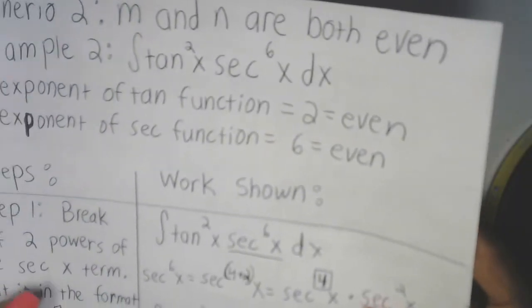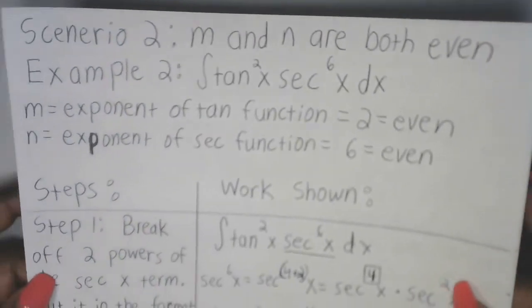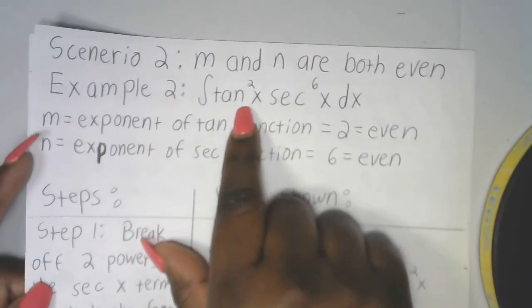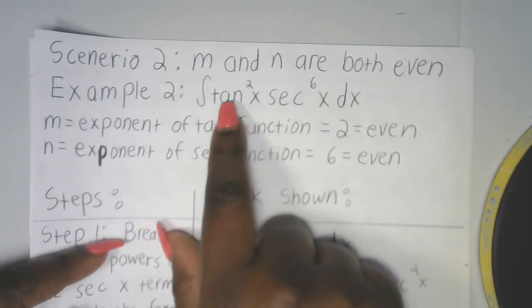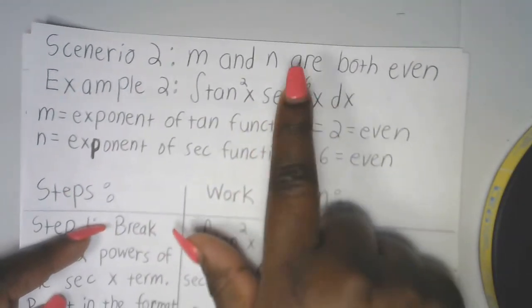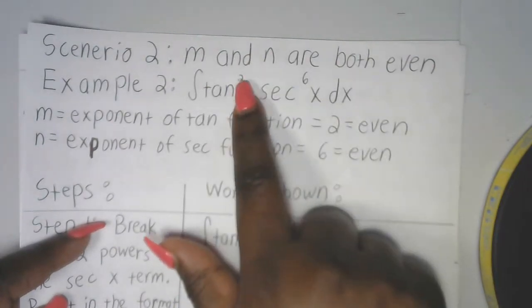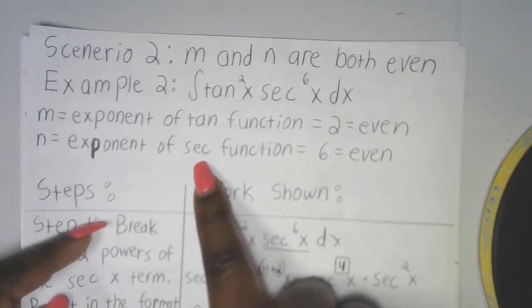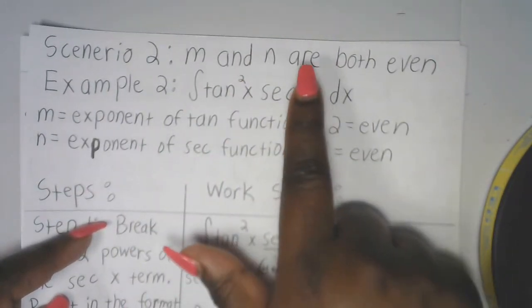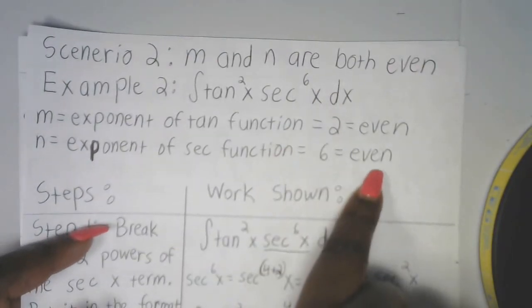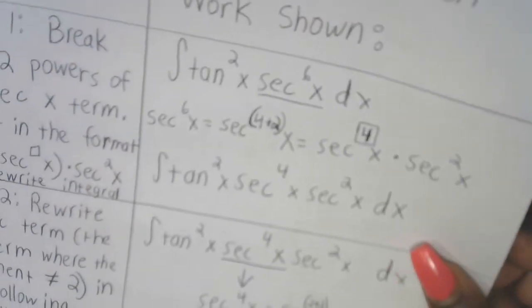I also have another example of scenario 2. I did a scenario 2 example 2. In this example, I did tan x squared times secant x to the 6 dx. As you can see, m, which is the exponent of the tan function, is 2, and that's an even number. And n, which is the exponent of the secant function, is 6, which is also an even number. So yeah, I already did this example out.